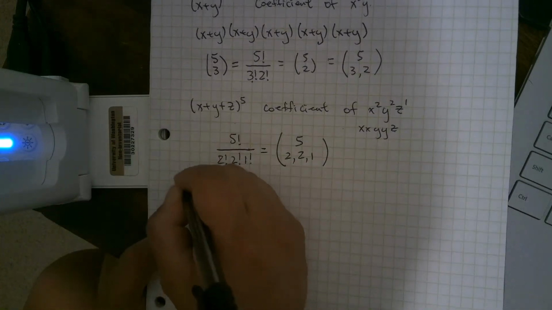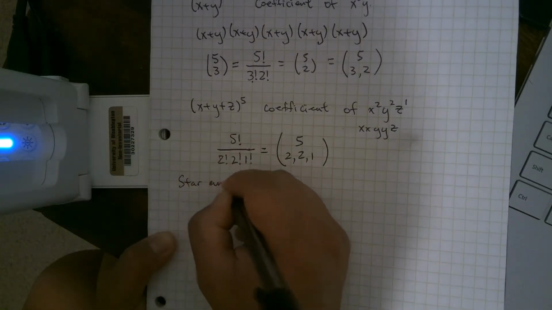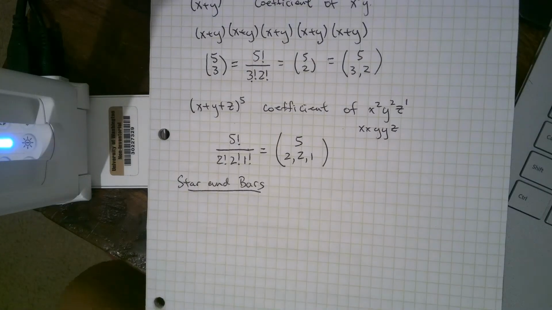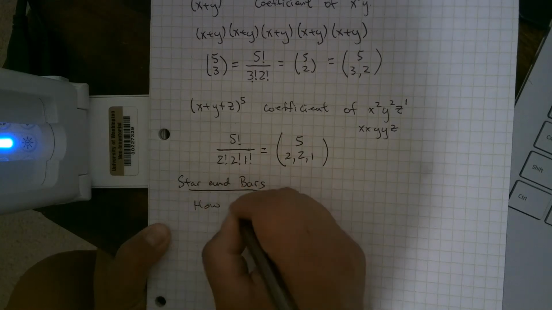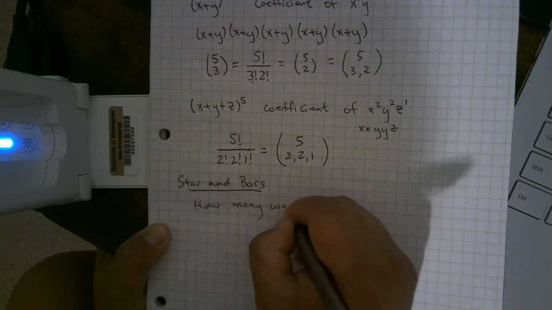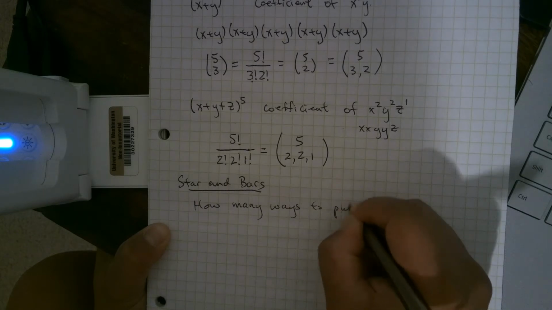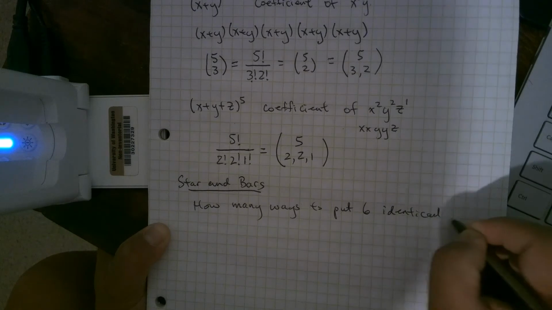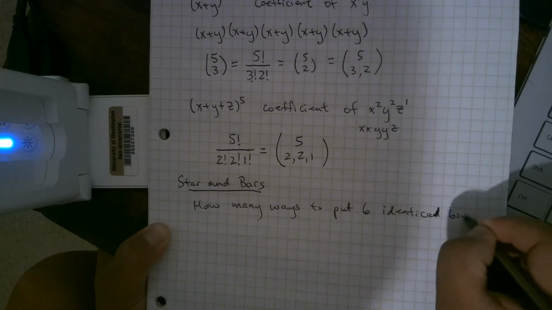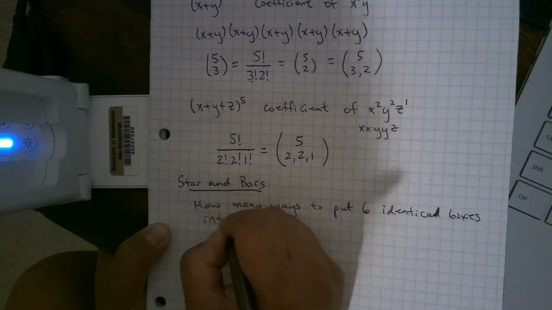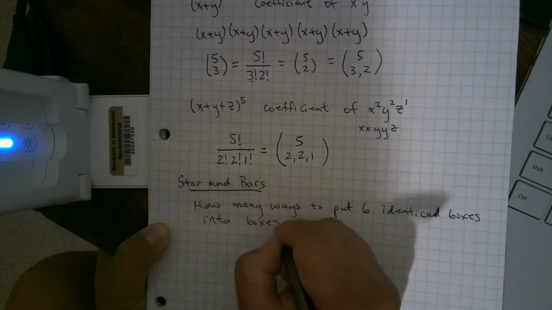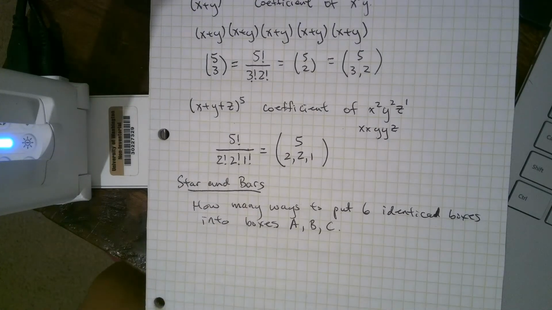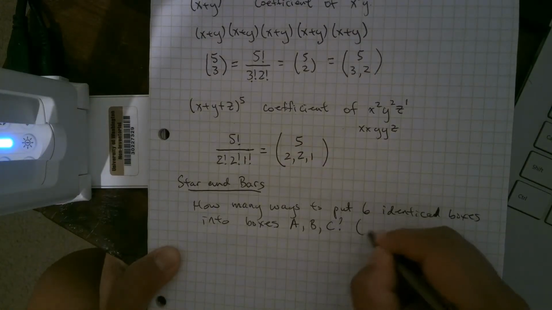Other thing to go over in this section is stars and bars. This is a classic technique in combinatorics. And it answers this question: how many ways to put 6 identical balls into 3 boxes, boxes A, B, and C. So the boxes are not identical. Balls are identical. Some boxes can be empty.